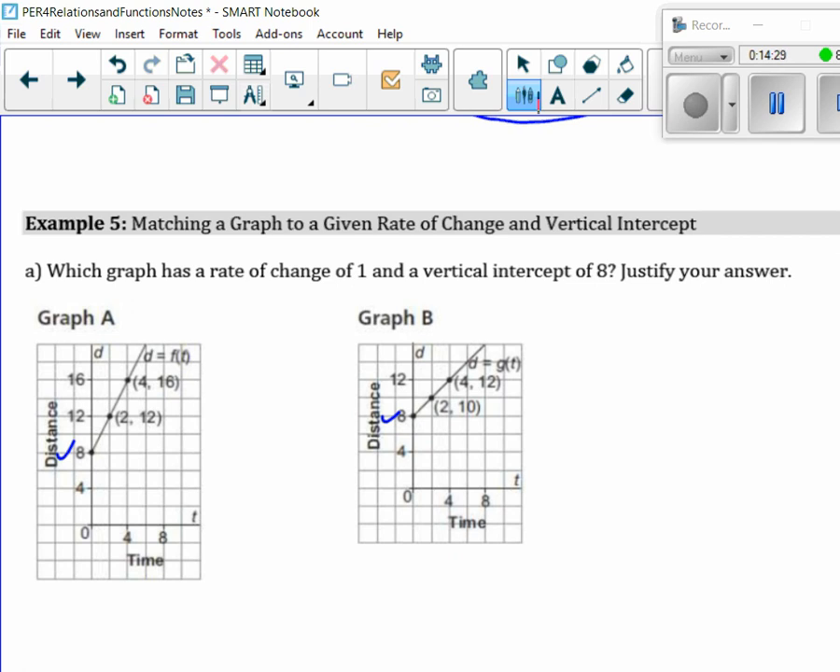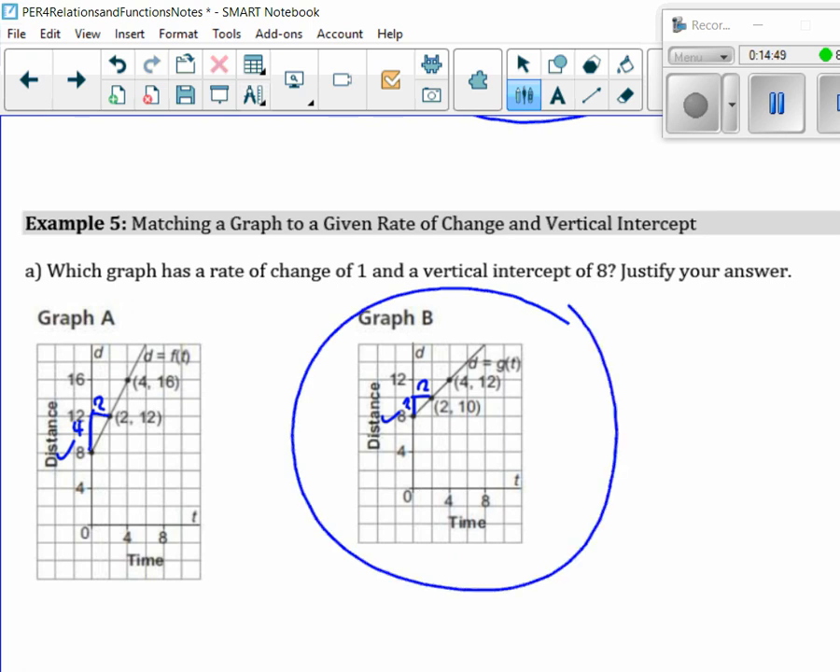I hear B. So this one, if I go from this point to this point, is going up 2 over 2. Do you see? That would be a rate of change of 1. What does this one have? This is up 4 over 2. So this is a rate of change of 2. So do you see this one would be the one? Yeah? Okay, keep going.